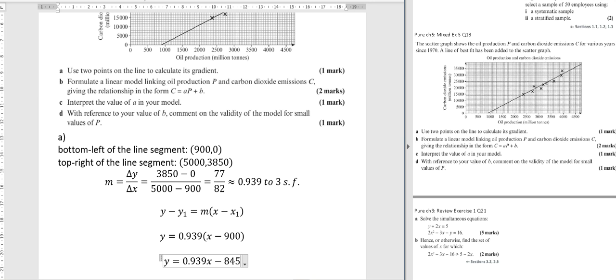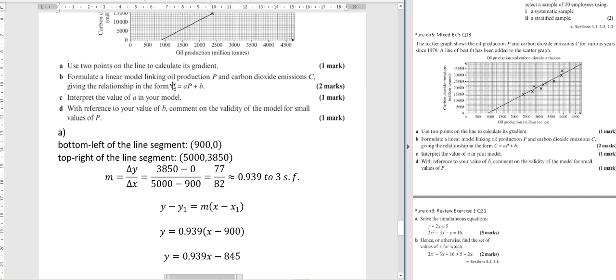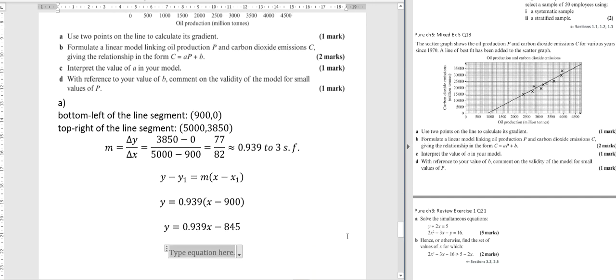There's one thing I need to change here, though, and that is the variables I'm using. I want to make sure that I'm writing it in the form they've asked me for, and if I've lost track of that because I'm concentrating on doing the question, I need to come back to that and say, well, yes, the vertical axis does represent carbon dioxide, and therefore y will be c. c equals 0.939p plus, well, it's actually minus 845. You could think of it as add negative 845 if you like, where the value of b is technically minus 845.